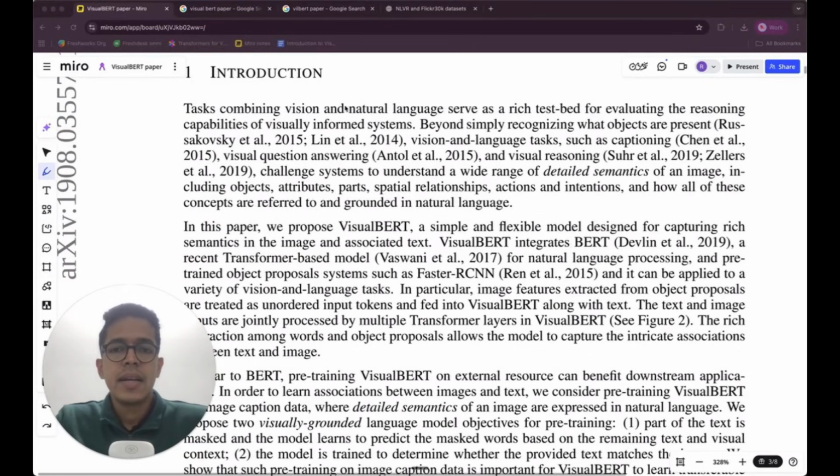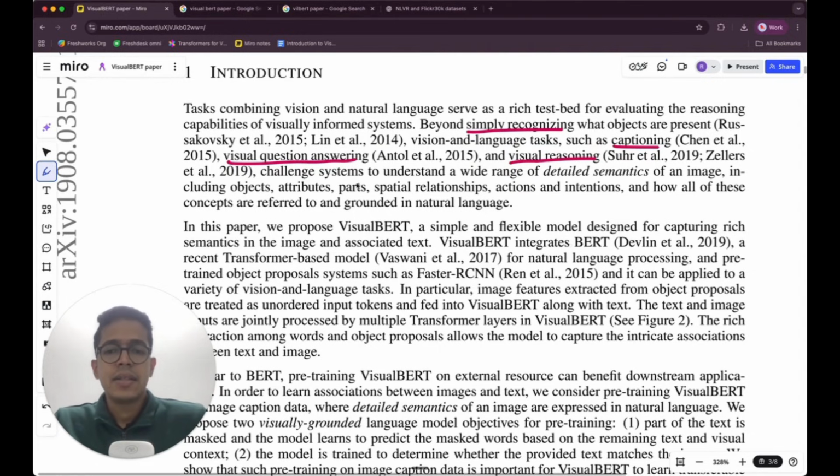Tasks combining vision and natural language serve as a rich testbed for evaluating reasoning capabilities of visually informed systems. Beyond simply recognizing what objects are present, so this is simply classification or object detection. Beyond that, vision and language tasks such as captioning or VQA, visual question answering, and visual reasoning challenge systems to understand a wide range of detailed semantics of an image, including objects, attributes, parts, spatial relationships, actions, and intentions, and how all these concepts are referred to and grounded in natural language.